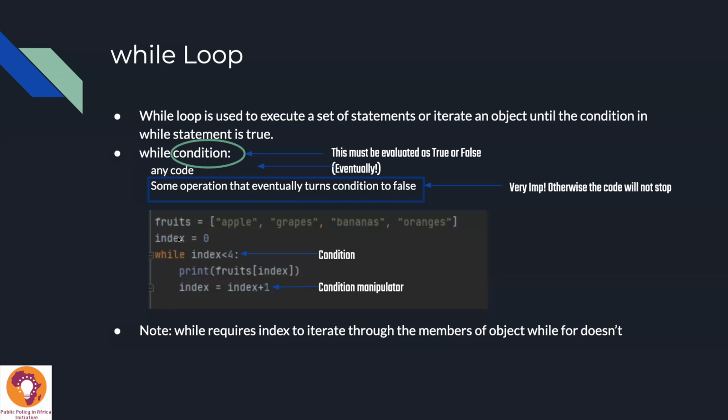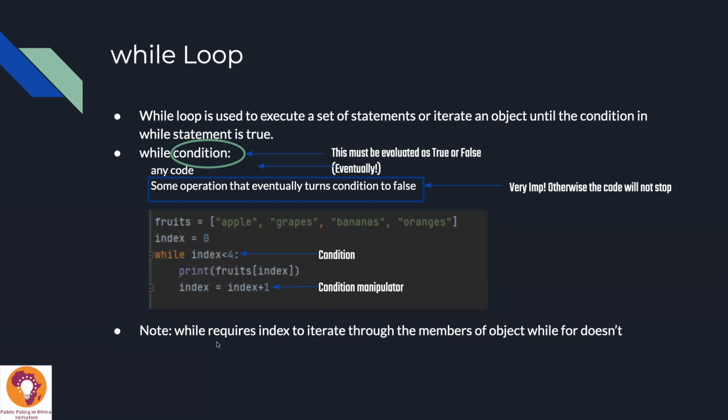So this is a properly created while loop, where we are making sure that eventually our condition up here is going to evaluate to false. If we didn't include this line down here, the condition manipulator, then this loop would forever keep printing apple, because the value of index would never change. 0 would always be less than 4, and we'd always print fruits at index 0. So we just keep printing apple until our computer crashed, until we force quit the program, whatever might come first.